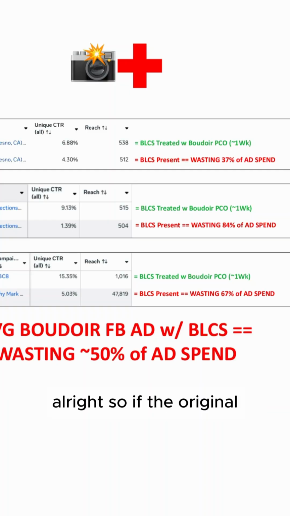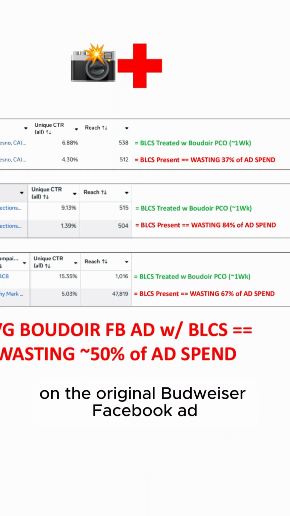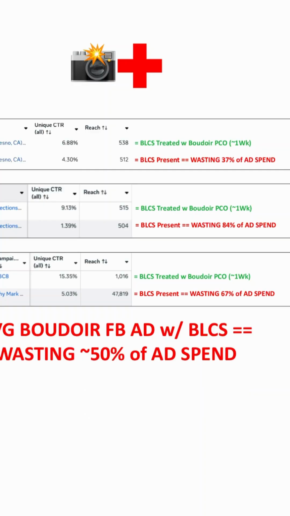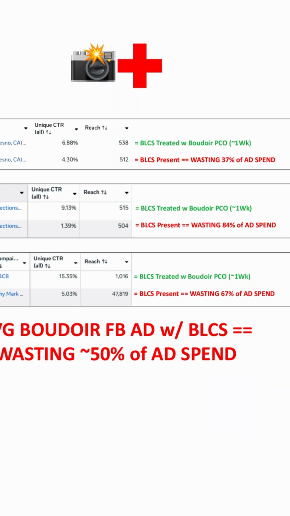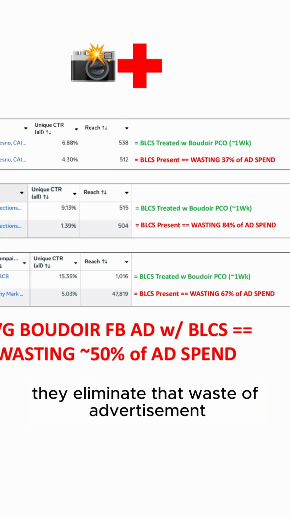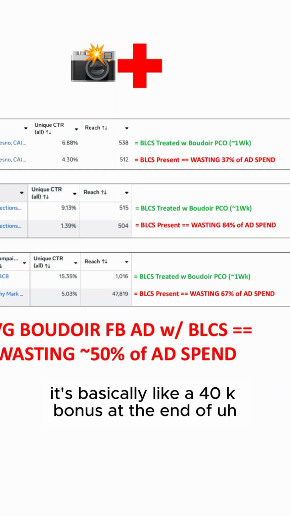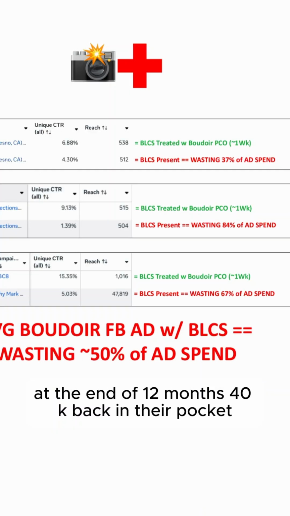All right, so if they're spending 10 grand a month on the original Boudoir Facebook ad, now they only need to spend $6,300 a month on the Boudoir PICO treated Facebook ad. So they can pocket that $3,700 of wasted ad spend and keep it in their pocket. They eliminate that wasted ad spend, keep it as kind of a phantom bonus. It's basically like a 40K bonus at the end of 12 months, 40K back in their pocket.